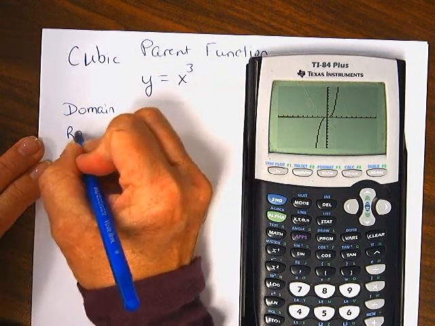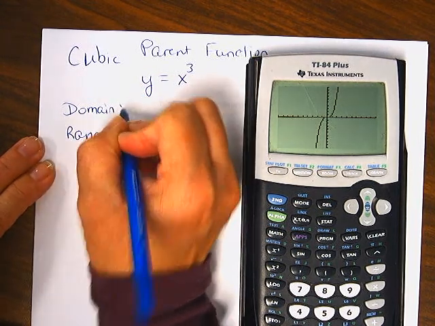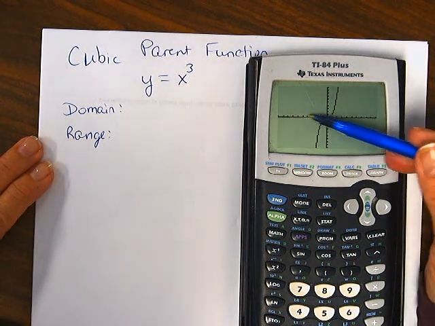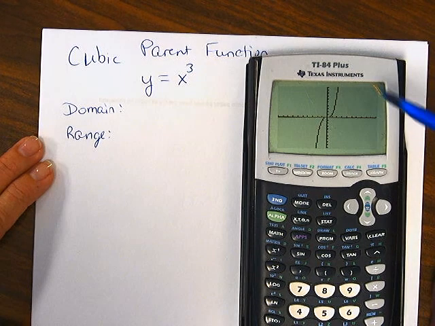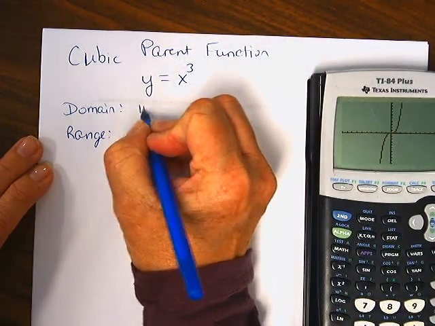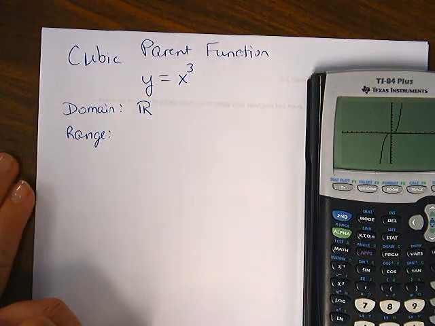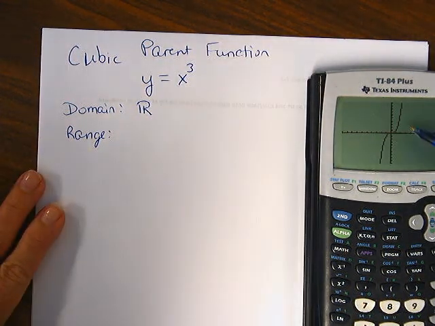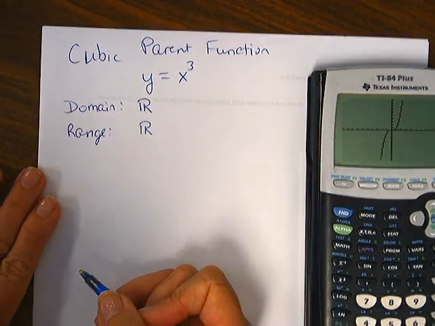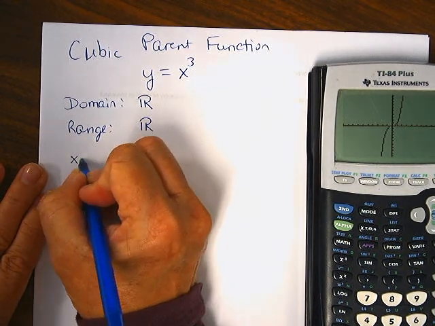Domain and range. Now our domain, again, it looks like we can keep going out. X can get smaller, x can get bigger. It still will occur. So our domain on this is all real numbers. So I'm just going to use the fancy R for all real numbers. My range, again, it looks like it gets smaller and smaller and bigger, so my range is also all real numbers.